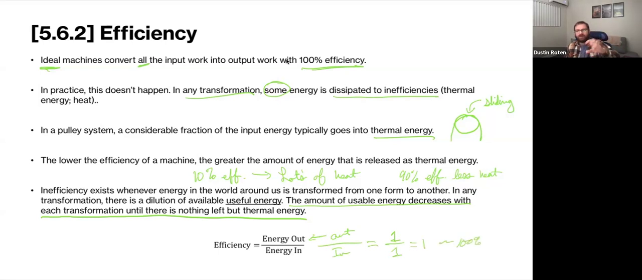So this little equation here is set up so that if the energy out up top is smaller, if your numerator is smaller, it's going to be less than 1. But your numerator can never be larger than your denominator because you can't have efficiency greater than 100%. So you're essentially limited to either 100% or less when it comes to efficiency.